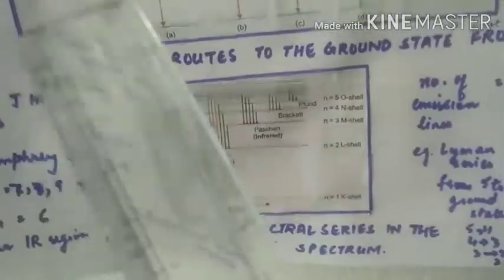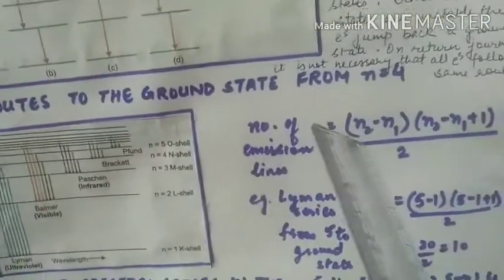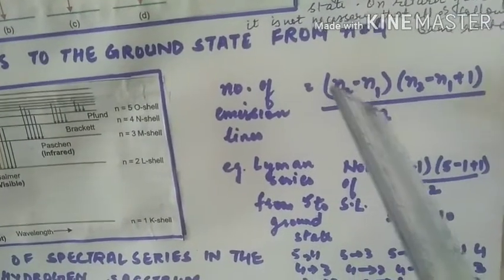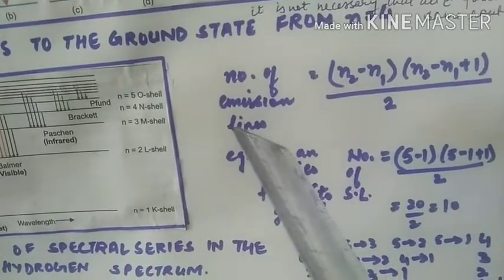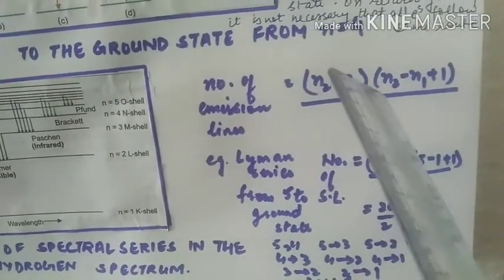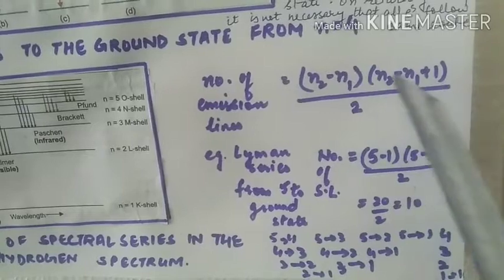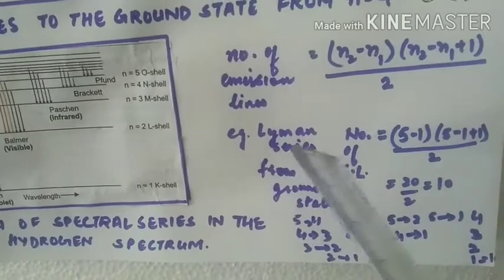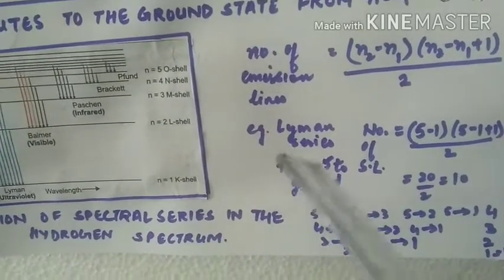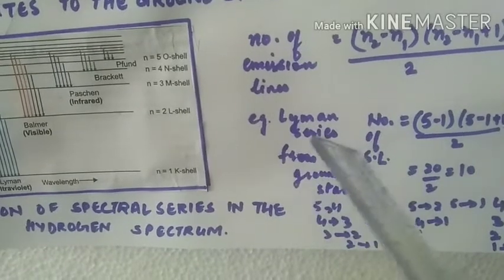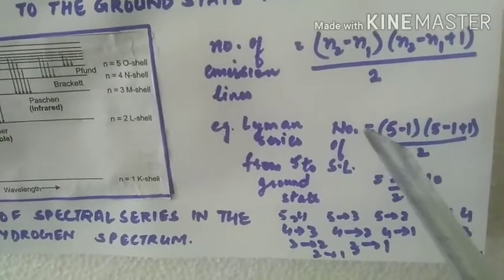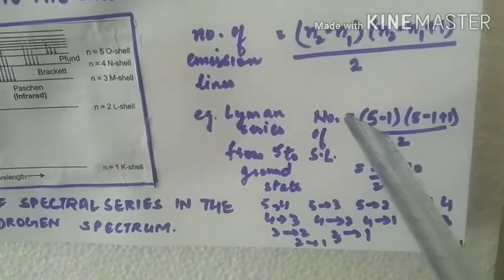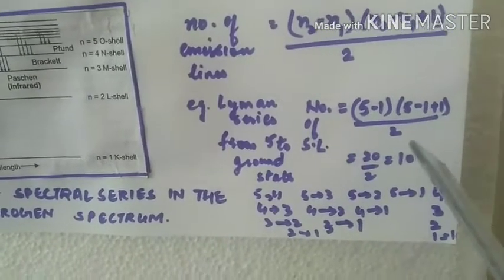So these are the spectral series in the hydrogen spectrum. And you can find out the number of lines emitted in each series from the values of N2 and N1. The formula is: number of emission lines is equal to (N2 minus N1) into (N2 minus N1 plus 1) upon 2. For example, for the Lyman series, the value of N1 is 1. And if the electron is in the 5th level, how many lines can it emit? The formula will be (5 minus 1) into (5 minus 1 plus 1) upon 2. So this comes out to be 4 into 5, 20 upon 2, which is 10 lines.